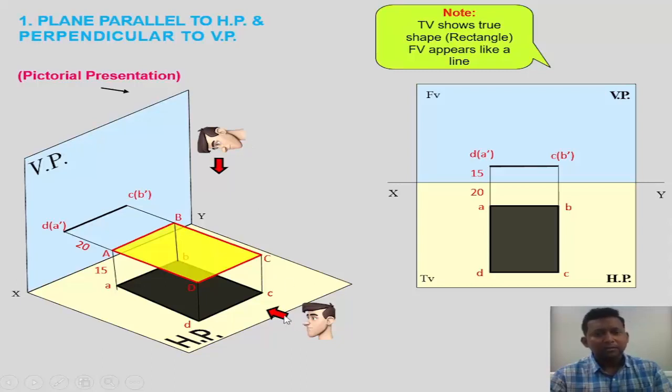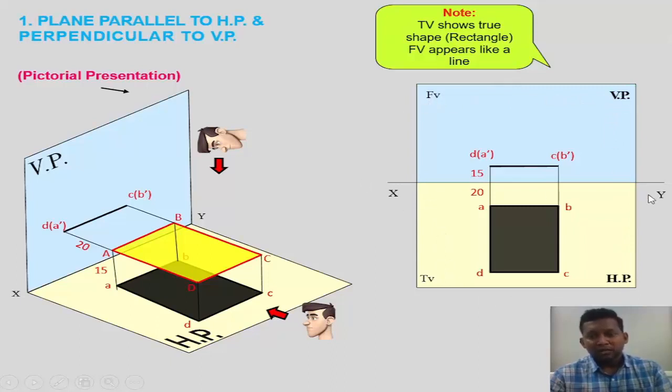Depending upon the direction, this red one is for the front view and this red one is for the top view. When the plane is parallel to HP and perpendicular to VP, it is looked at from the top view, and only then can we see the true shape, that too on the horizontal plane. When the same position is seen in the front view, it will appear like a line. The solution for this figure is already mentioned here.